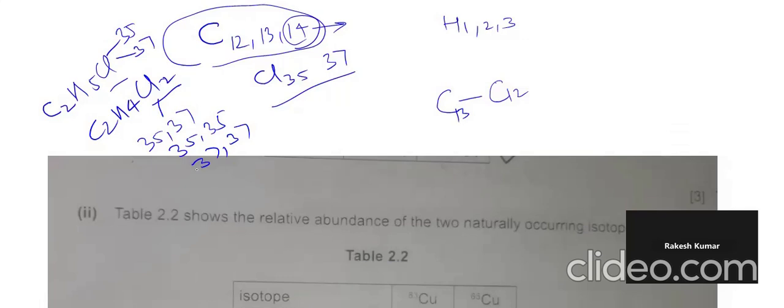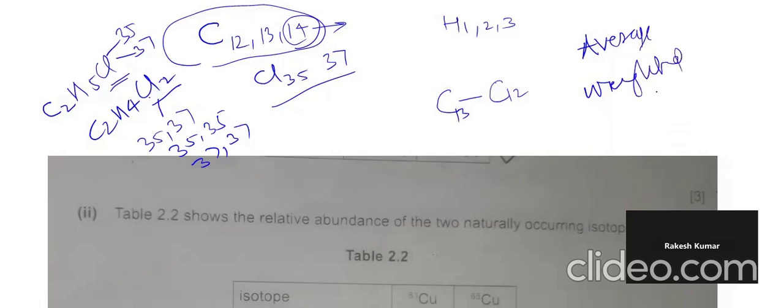The chlorine could be any of these two. So these many combinations are possible. One thing is clear: whenever there are two things, one is average, one is weighted average. So here we have to find the weighted average.